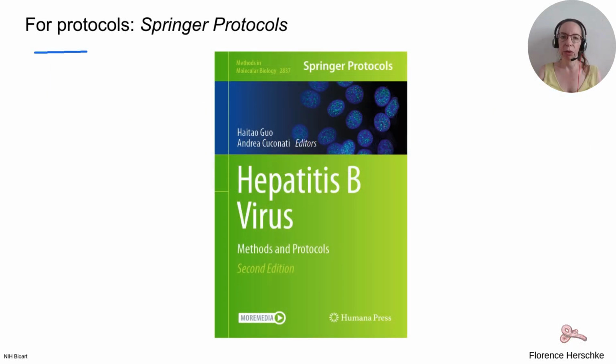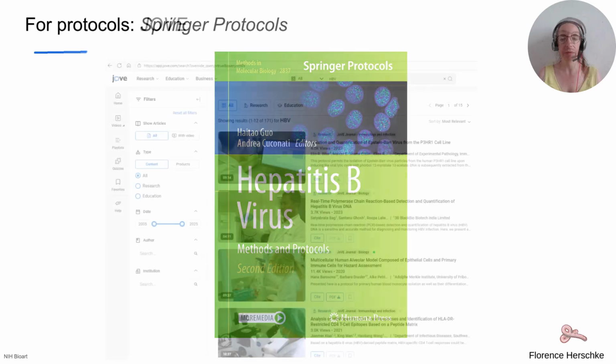Now moving to protocols. So I'm talking about hands-on, real protocols in the lab. Here I advise you to check the website of Springer Protocols. There are some very good ones for each major human virus. Here I give an example for the hepatitis B virus, and it's a book from 2022.